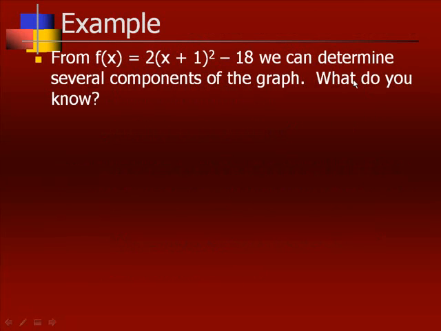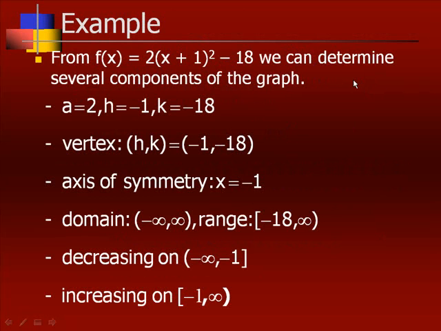So, looking at this one, what all do we know? We know that a is 2, therefore it opens upward. We know the vertex is (negative 1, negative 18), or h is negative 1, k is negative 18. We know that the axis of symmetry is x equals negative 1.